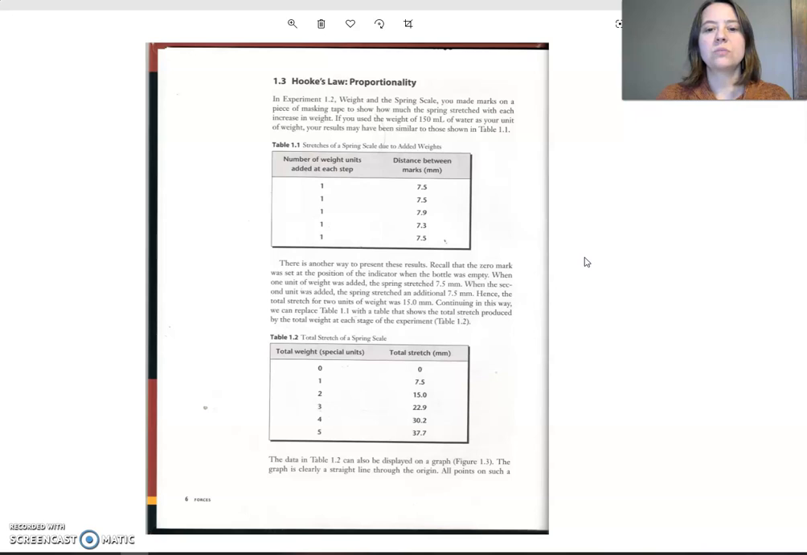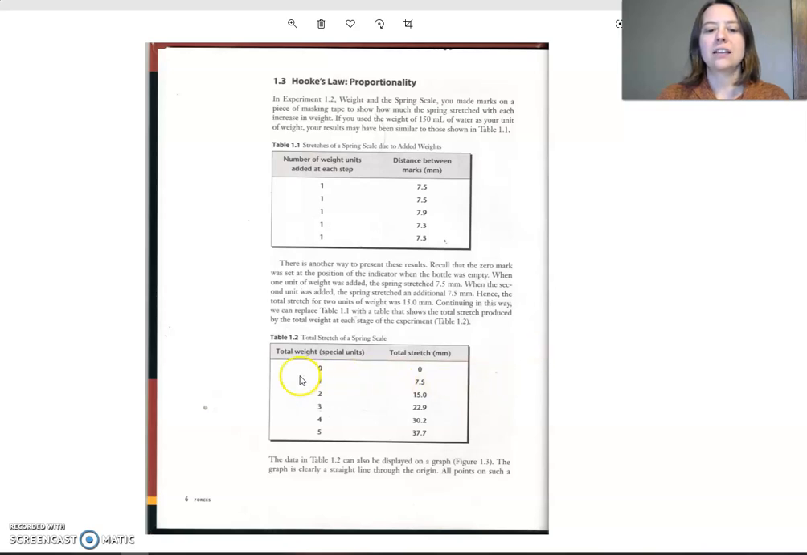So there is another way to predict or present these results. Recall that the 0 mark was set at the position of the indicator when the bottle was empty. When 1 unit of weight was added, the spring stretched 7.5 millimeters. When the second unit was added, the spring stretched an additional 7.5 millimeters. Hence, it was a total stretch of 15.0 millimeters. Continuing in this way, we can replace table 1.1 with a table that shows the total stretch produced by the total weight at each stage of the experiment.